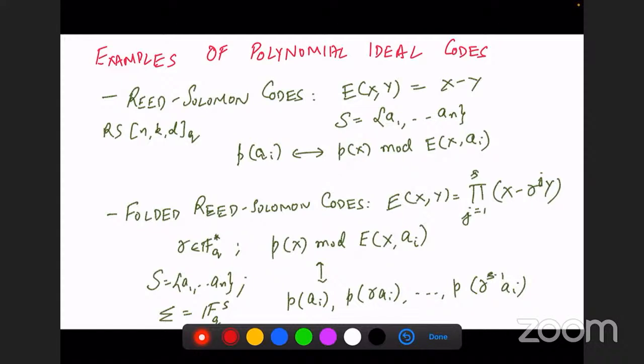And it's not difficult to convince oneself that giving the polynomial mod E(X, a_i), or giving this set of s values P(a_i), P(gamma a_i), up to P(gamma^(s-1) a_i), they are the same, they are equivalent things. So are there any questions about this? Okay, I guess there are no questions, so I'll move on.